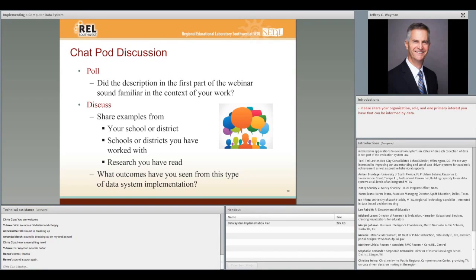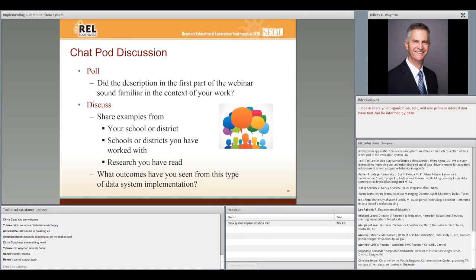And there are going to be two opportunities to participate. One of them is to share examples from your own context: your school or district, schools or districts that you've worked with, research that you've read, and say, oh yeah, I saw what he was talking about, and it looked like this in my context. I'd also like you to share what kind of outcomes you've seen.